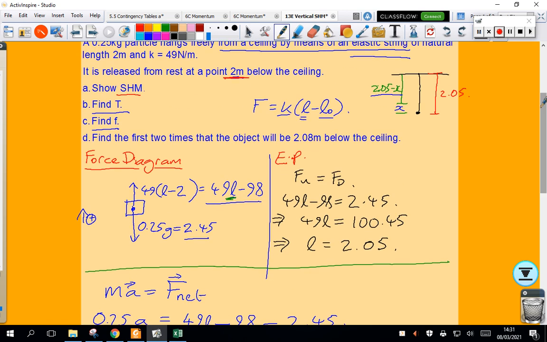Well, it means if it's been dropped from up here, it's going to go down past the point of equilibrium, down to its lowest point, and all the way back up to its highest point. That's one full period. It's doing that just over twice every second.